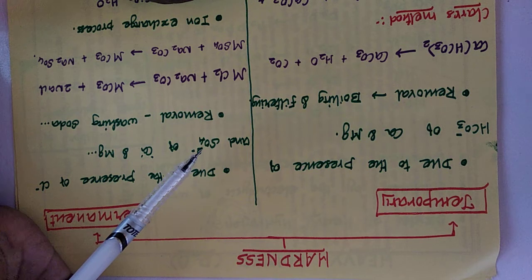சரியா? இப்போ bicarbonate மட்டும் இருந்துச்சுன்னா no problem. We have to boil it. So while boiling, the bicarbonates will be converted into carbonates and it will be settled at the bottom. And if we filter such solution, you'll be getting the soft water.